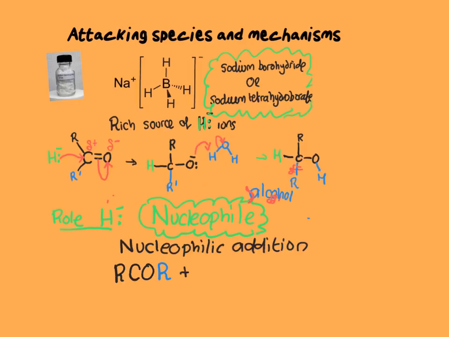Here's a general equation for the reduction using hydride ions. You never write in the full formula of the sodium borohydride or the sodium tetrahydroborate. You simply represent it as the H- ions. So in general, the aldehyde or ketone is reduced to an alcohol.